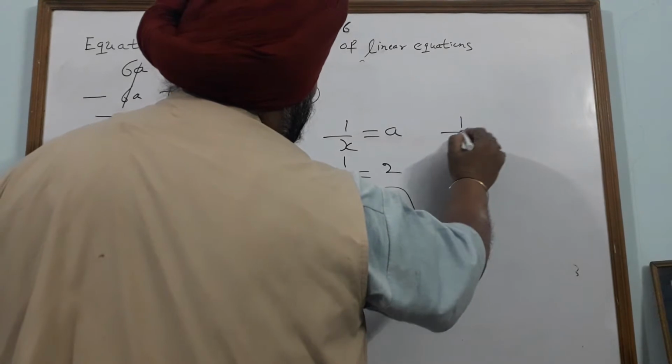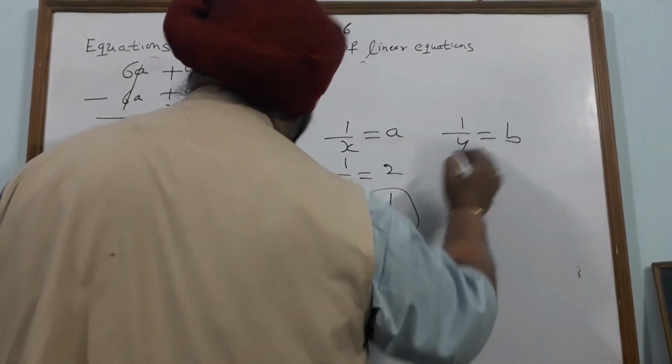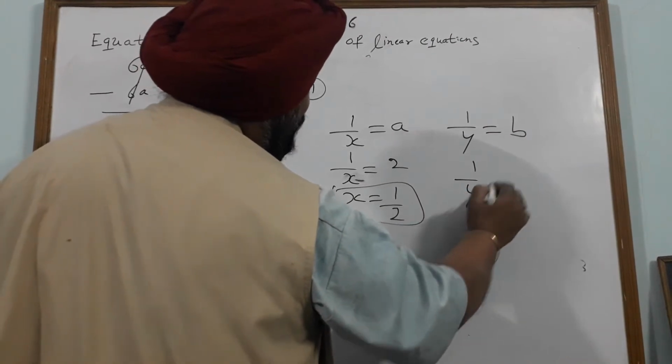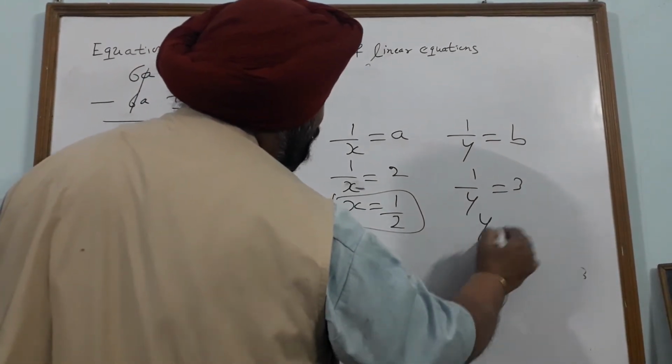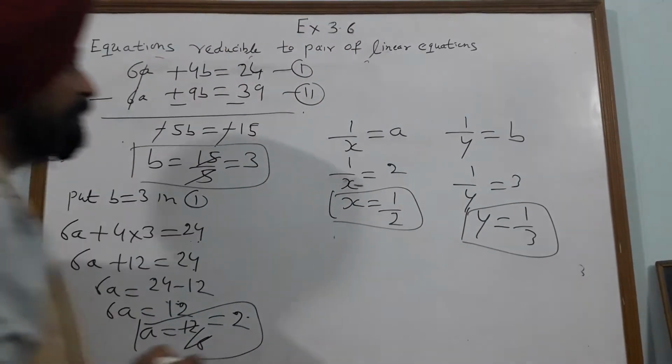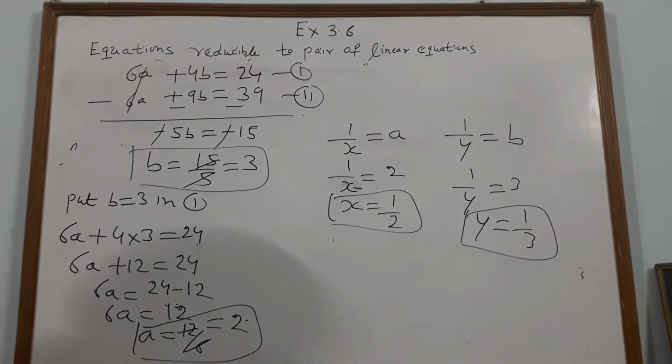So 1 upon y is equal to b. Now what is the value of b? 3. So 1 upon y is equal to 3. So value of y is how much? 1 by 3. So this is the solution of this first equation.